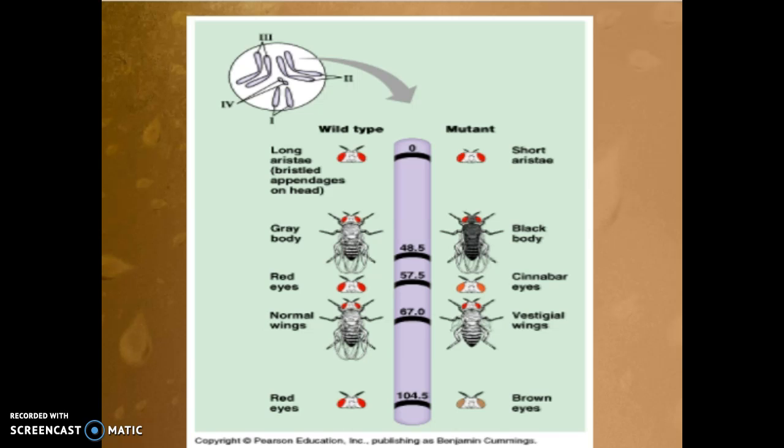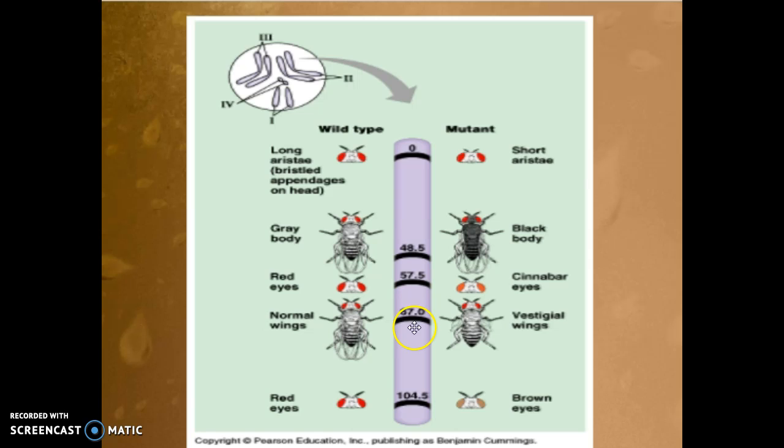But you see, we've got this map of this chromosome. I can't remember which chromosome this is. But we've got the antenna on the head, the gray body, the body color, the eye color, the type of wings, and then the color of eyes, they're all on the same chromosome. We use crossing over frequencies to map them apart.